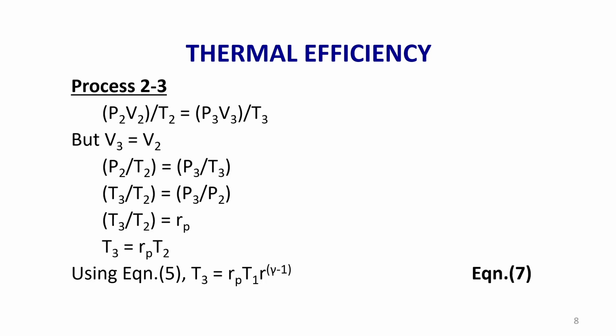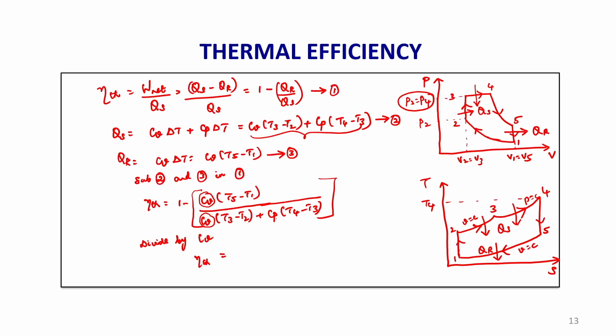Okay. So, we will get 1 by gamma, 1 by gamma. So, Cv and Cv will get cancelled, here also Cv and Cv will get cancelled. So, 1 minus (T5 minus T1), the Cv term will get cancelled, divided by this denominator, Cv also will cancel, (T3 minus T2) plus Cp by Cv is gamma, ratio of Cp by Cv is gamma. So, gamma into (T4 minus T3). So, this will be equation number 4.